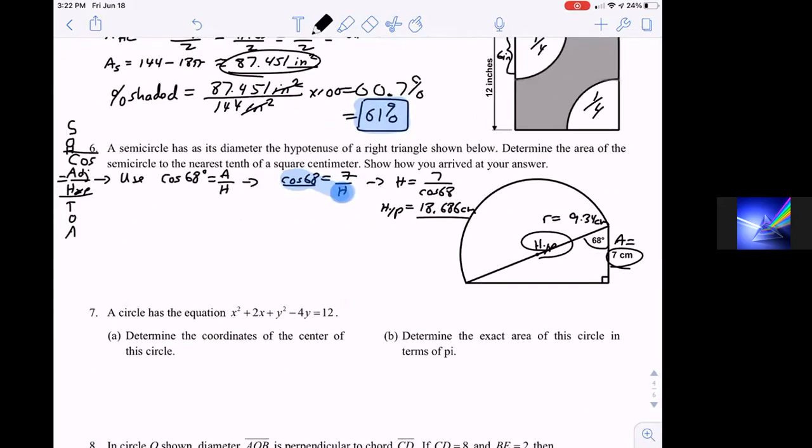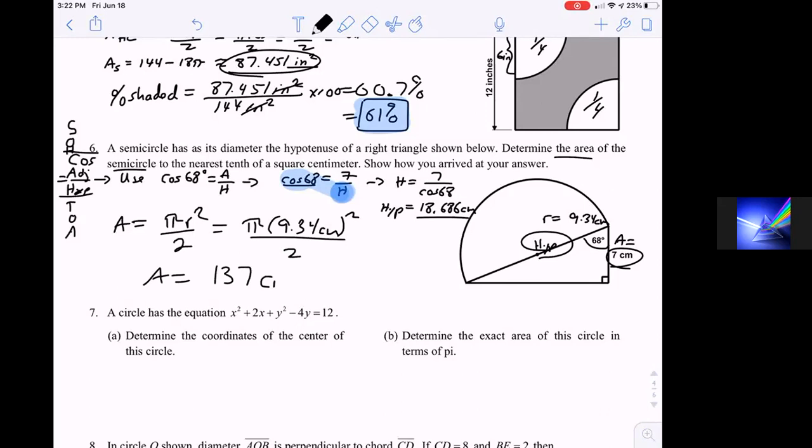Okay, so we want to find the area of the semicircle. So now the area of a semicircle would be pi r squared divided by 2, because a semicircle is half a circle. So pi times 9.34 centimeters squared divided by 2. We get approximately 137 square centimeters. Make sure you practice putting that in your calculator so that you arrive at the same solution.